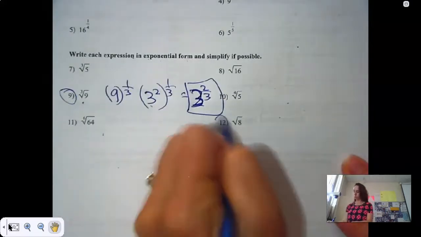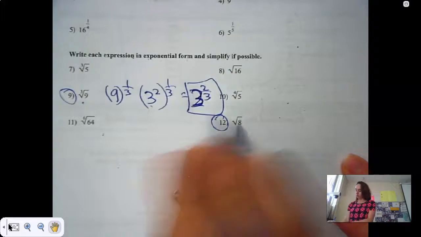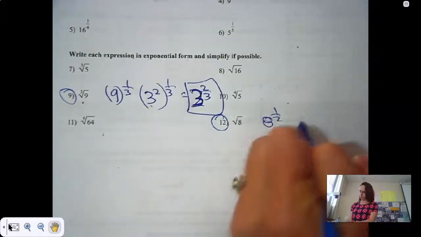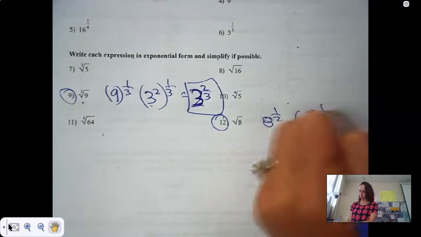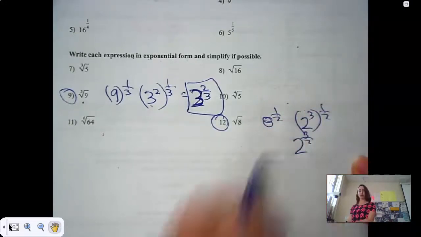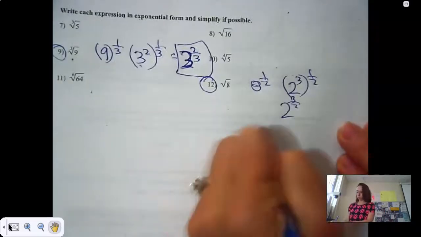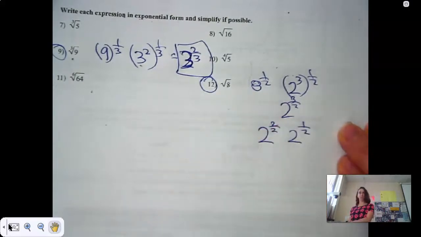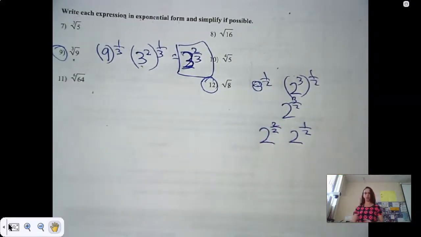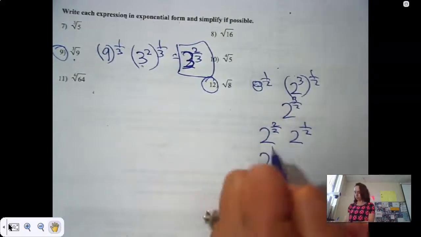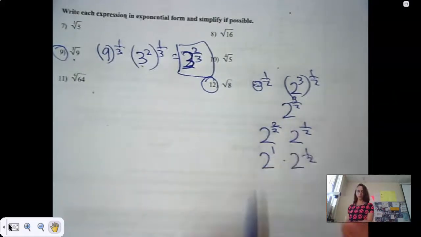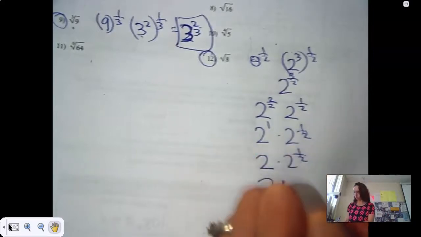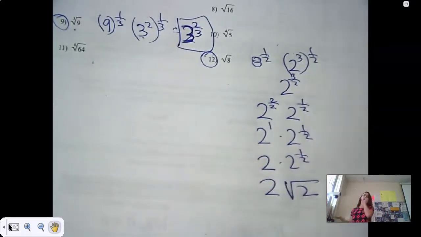Let's do number 12. So this means 8 to the 1/2. But that's really 2 cubed to the 1/2, which is 2 to the 3/2, which is really 2 to the 2/2 times 2 to the 1/2. Just give me a second and I'll explain it. Okay? And 2 over 2 is 2 to the 1st times 2 to the 1/2, which is really 2 times 2 to the 1/2, which is 2 square root of 2. I wanted you to see how that kind of went.